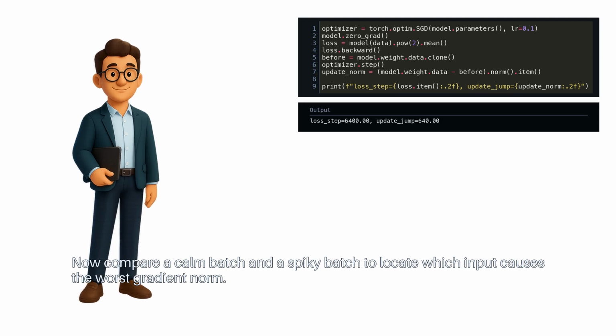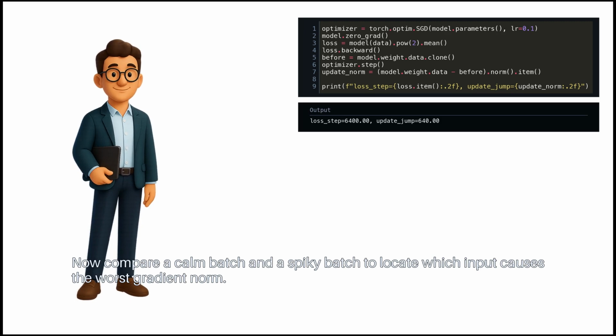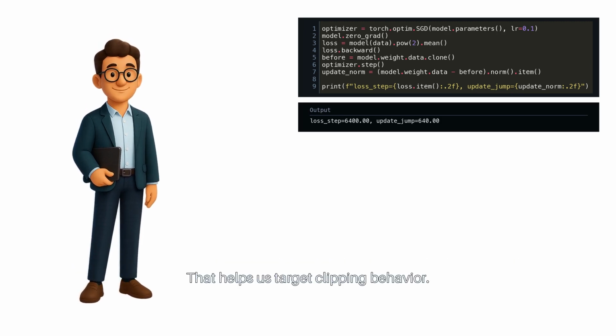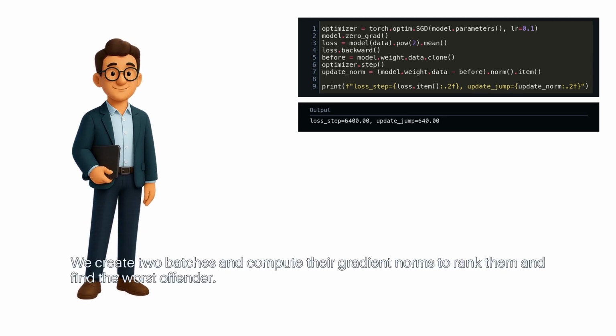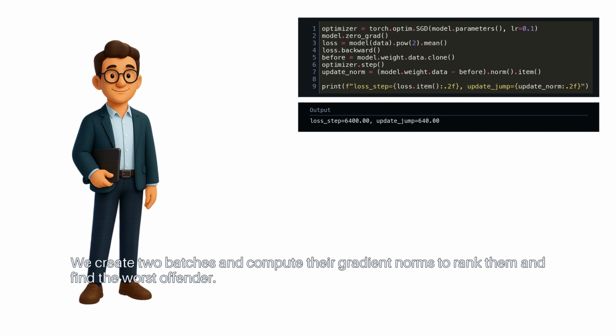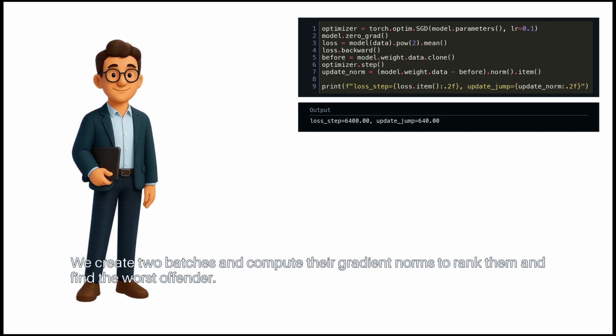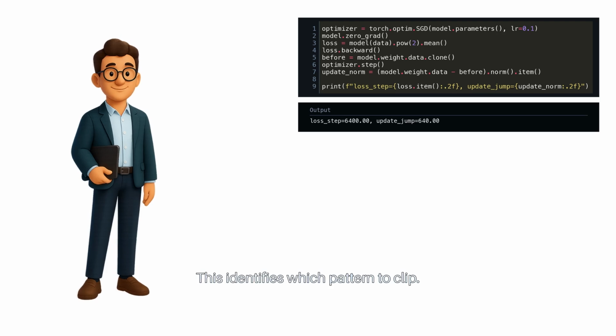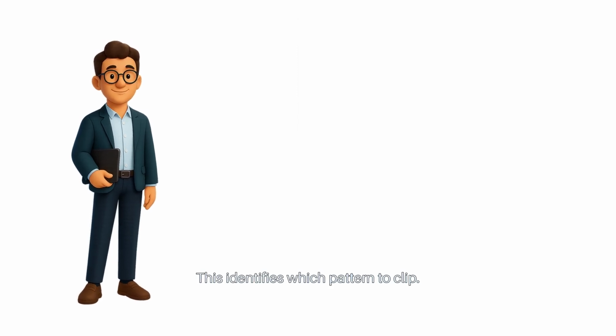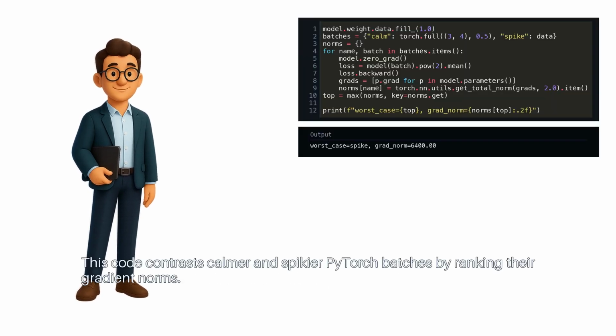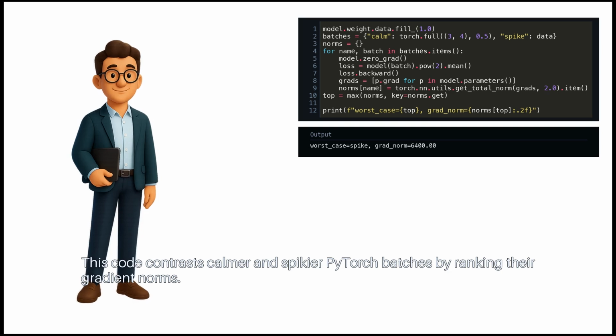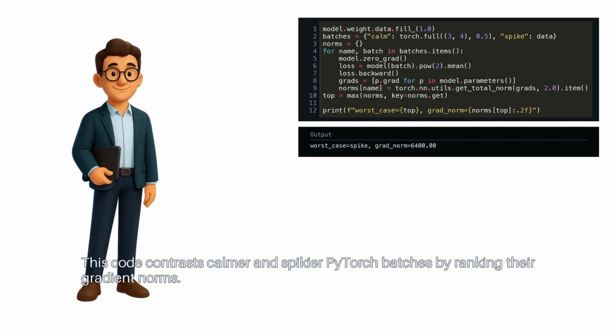Now compare a calm batch and a spiky batch to locate which input causes the worst gradient norm. That helps us target clipping behavior. We create 2 batches and compute their gradient norms to rank them and find the worst offender. This identifies which pattern to clip. This code contrasts calmer and spikier PyTorch batches by ranking their gradient norms.